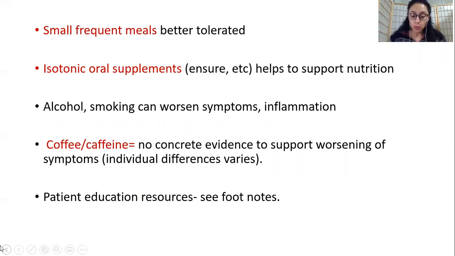Of course, alcohol, smoking, tobacco chewing, all of this is not recommended. With caffeine and tannin, some individuals may find that their symptoms are worsening and they may have to avoid it. So that is again very individual, case by case dependent. I have shared with you a few patient education resources in the footnote.